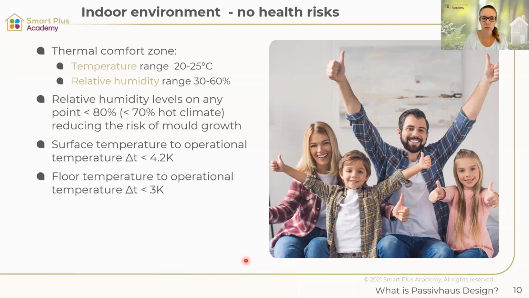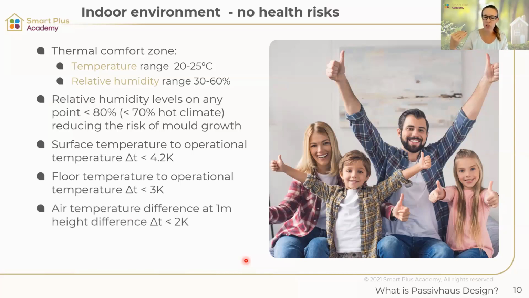For our floor to the air temperature, we want even less because we are in direct contact with the floor. So we only want a 3 Kelvin difference there. Then the air temperature difference at 1 meter height: if you're sitting in your chair, we want less than 2 Kelvin difference so that we don't get that hot head, cold feet effect, which we often have in conventional buildings. So this is all about our comfort range in our indoor environment.